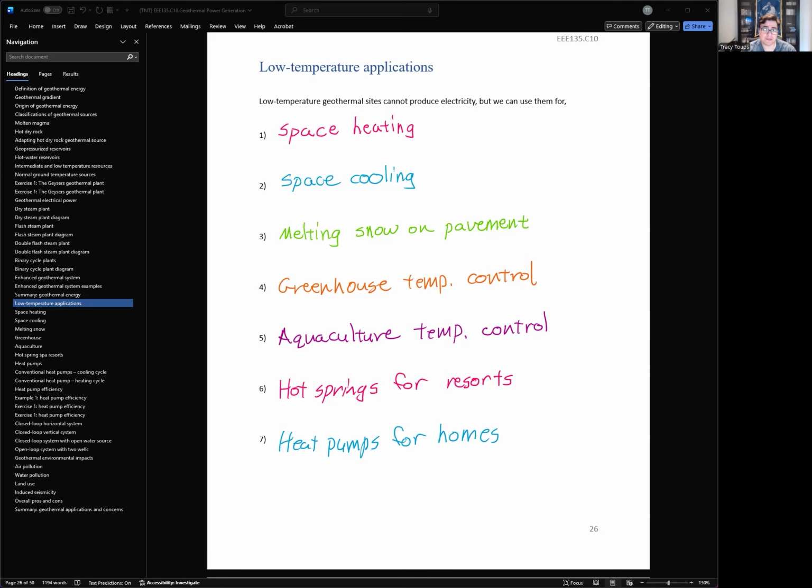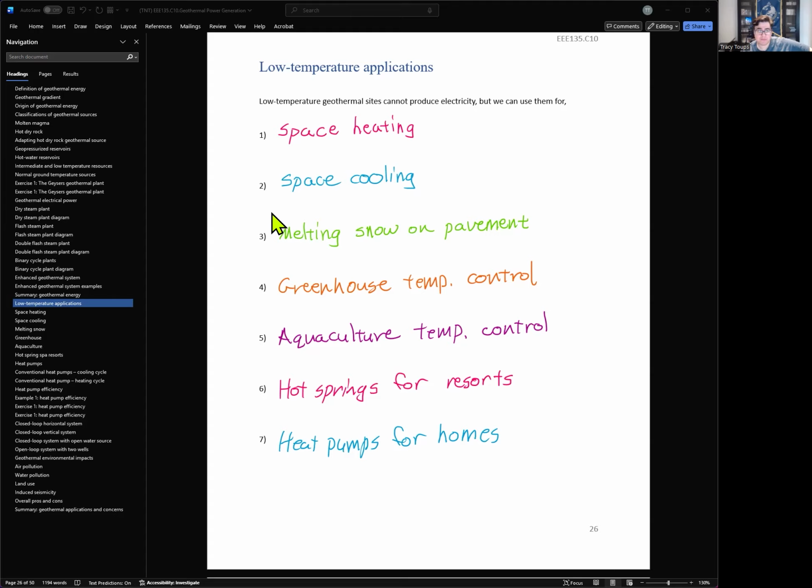Today we're going to talk about the low temperature applications, meaning what can we do with geothermal sources besides making electric energy, and how to go about doing that. So first thing is, what can we use low temperature applications for? It's not electric energy. So here's kind of a list. Number one, space heating. So just heating your room. Space cooling as well. In the summer, you could cool your house down.